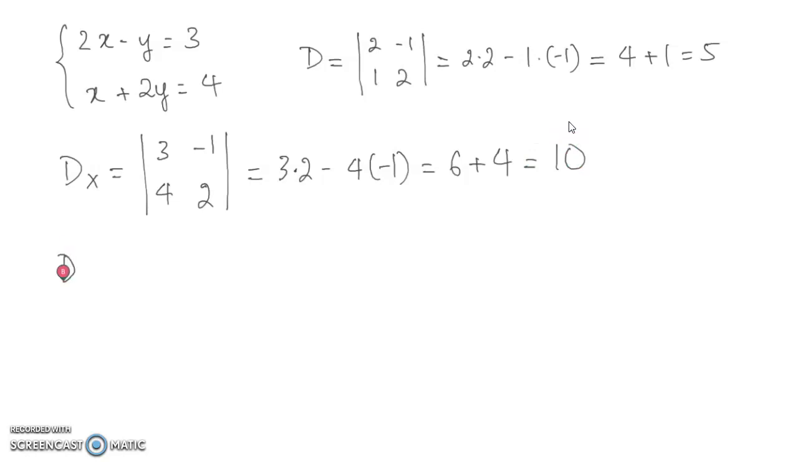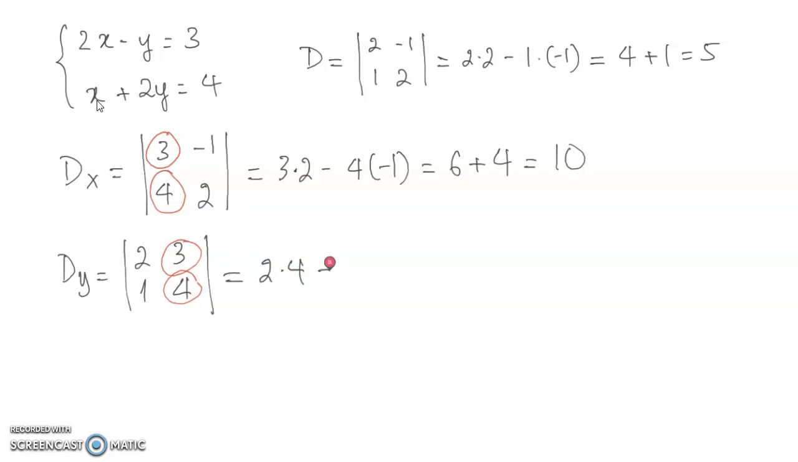And then dy. Again, I just want to highlight that the 3 and 4 are here. So dy, we're going to keep x the same, so we have 2, 1 here, and then for the column y, I would replace it with the constants 3 and 4, right? So we would have 2 times 4 minus 1 times 3, and then it would be 8 minus 3, and that would be 5.